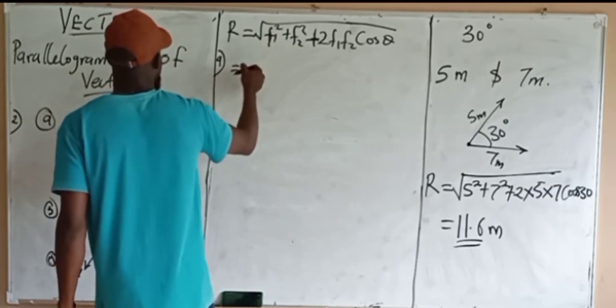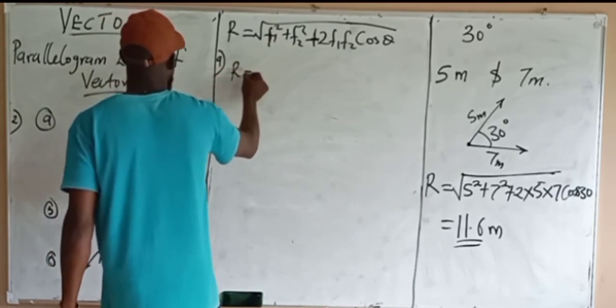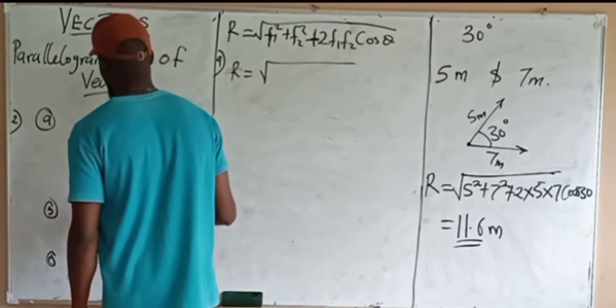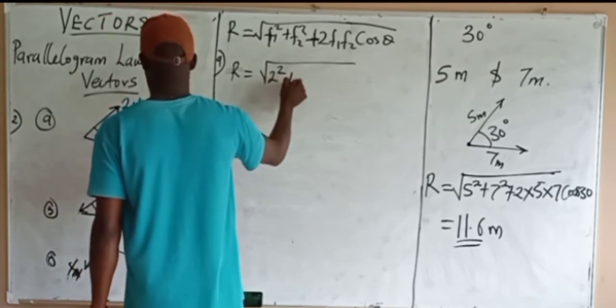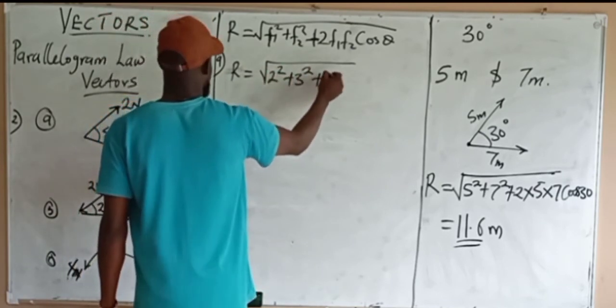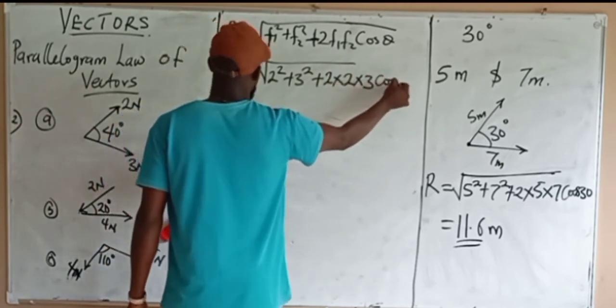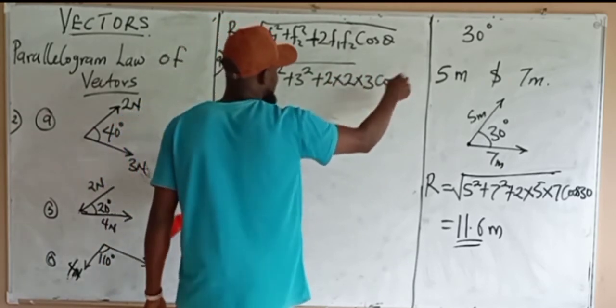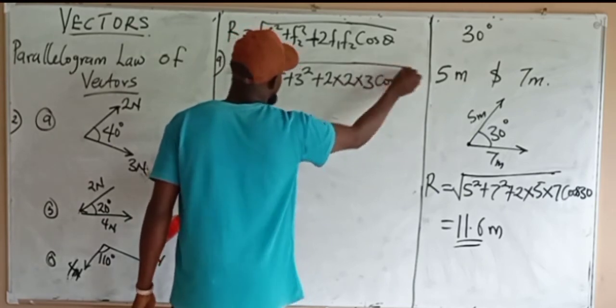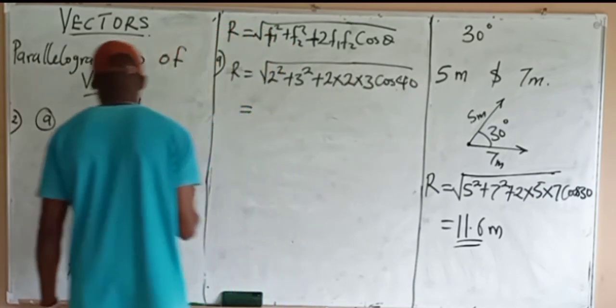So let's start with question A. The resultant for question A will be equal to the square root of 2 squared plus 3 squared plus 2 times 2 times 3 cos 40. That's what we're going to have here.